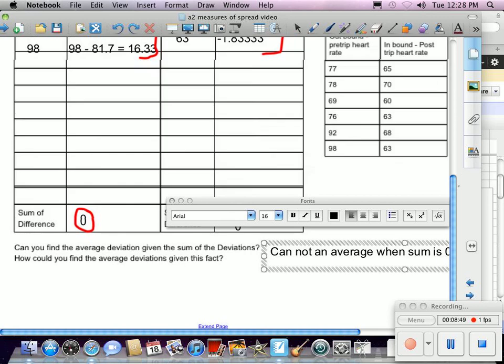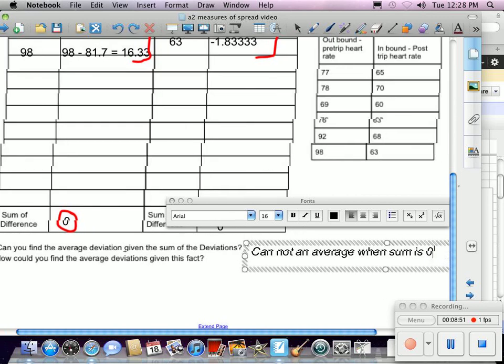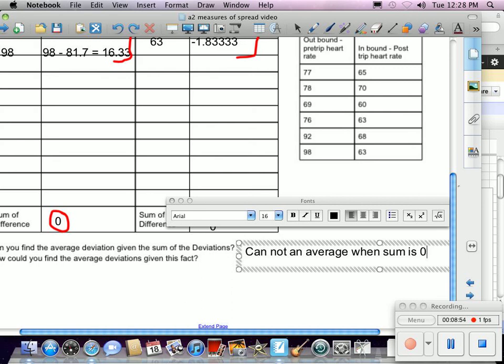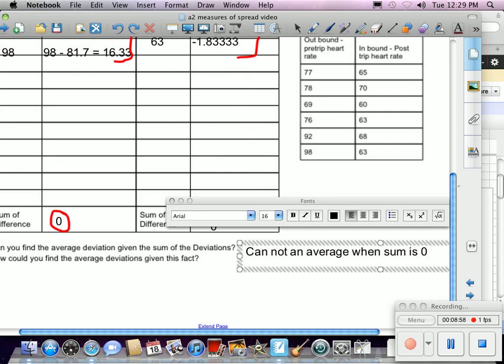Well, that's the big question. The next thing we're going to talk about is how you find it. What we're going to do is make them all positive by squaring them. So let's shift over to the next page.